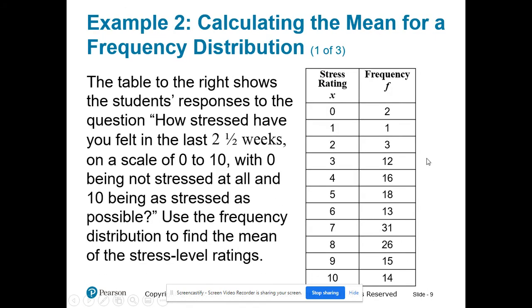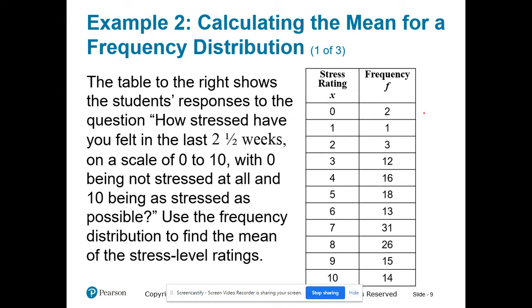All right, so here we have the students' responses to the question, how stressed have you felt in the last 2.5 weeks, on a scale of 0 to 10, with 0 being not stressed at all and 10 being as stressed as possible. Use the frequency distribution to find the mean. This tells me how many of these I have. So I have 2 zeros. Yes, you do have to add the zeros. I have 1 of the 1s, I have 3 of the 2s, 12 of the 3s.